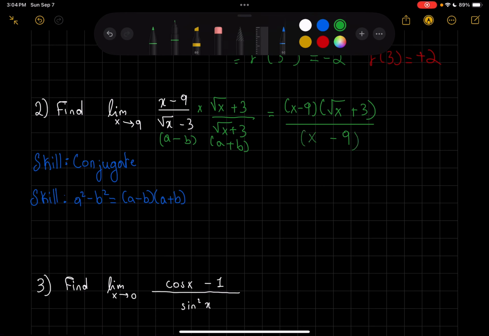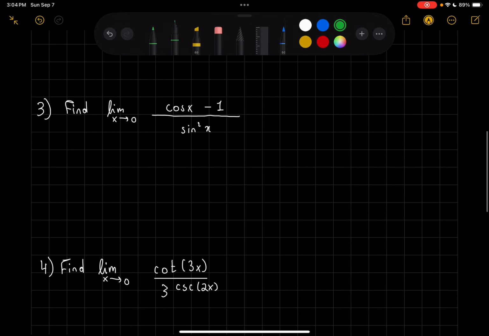Now I can eliminate, just let me repeat the limit over here. X is going to 9. So x minus 9 and x minus 9 can be crossed out, and you will be left with limit as x is going to 9 of square root of x plus 3. With simple substitution, square root of 9 plus 3 is 3 plus 3, which will be 6. So two skills over here, and this is all it takes. Number 3, limit as x is going to 0 of (cosine x minus 1) over sine squared x.